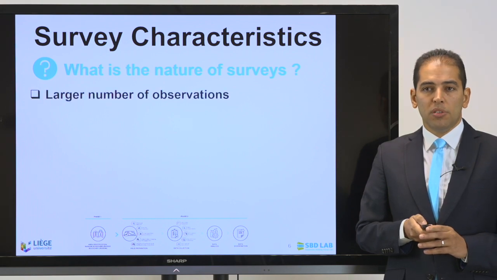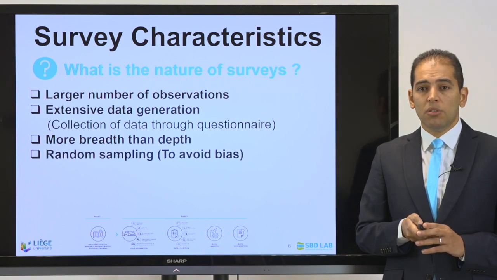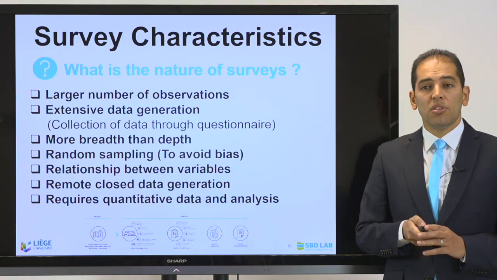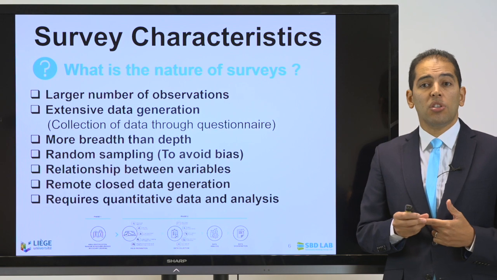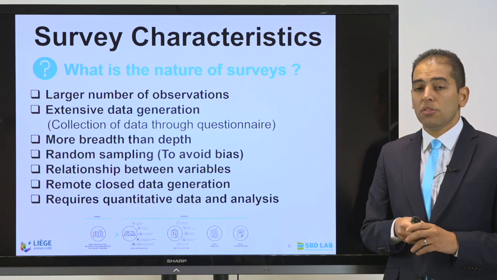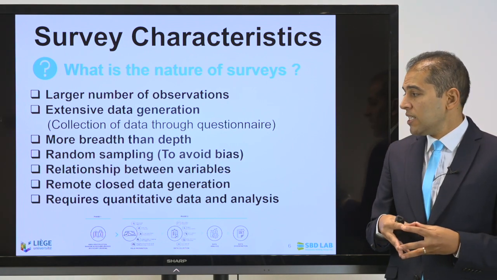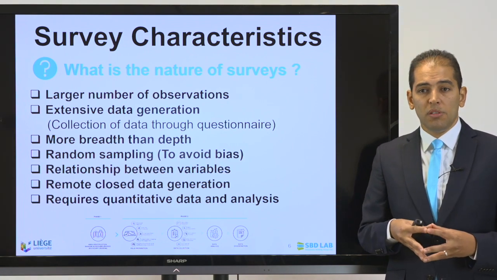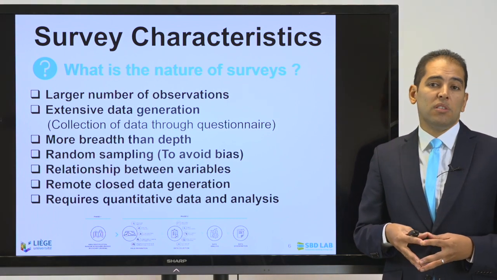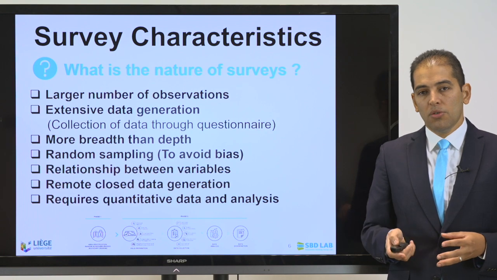So actually one of the most important steps that we start with observational research is that if we are going to use questionnaire surveys, we need to understand that there are certain characteristics and specific information of the observational research using surveys. First of all, it requires a large number of observations. It is an extensive data gathering process with a lot of data collected through the questionnaire. We need to be broad rather than deep, and we need to use random sampling to avoid bias. Also, we need to look at relationships between the variables, and we seek to have remote closed data generation, and this will require a lot of quantitative data analysis. So this is important to take into account before starting launching your work.